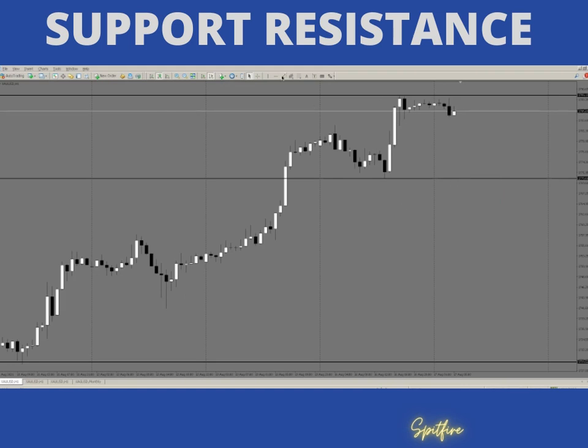So if you're looking at today's market, this is your support. If it goes anything below this, you take a sell. If anything goes above the resistance, you take a buy. And take a profit of 2% and enjoy the day.